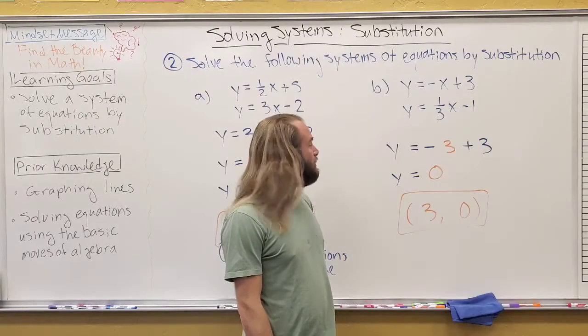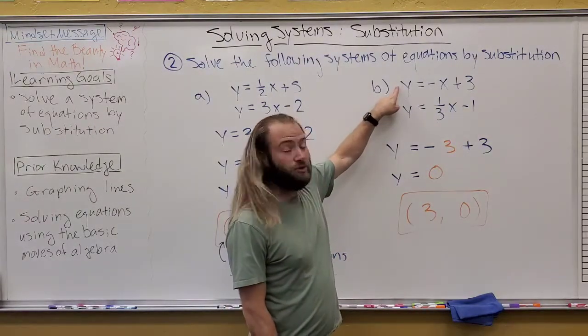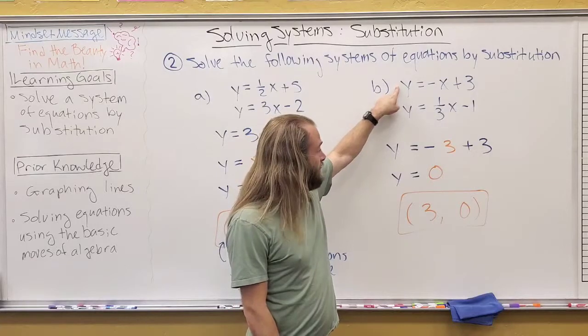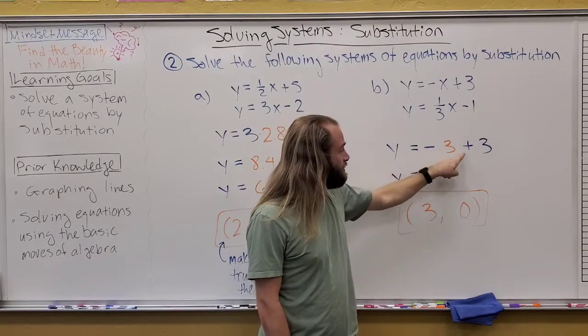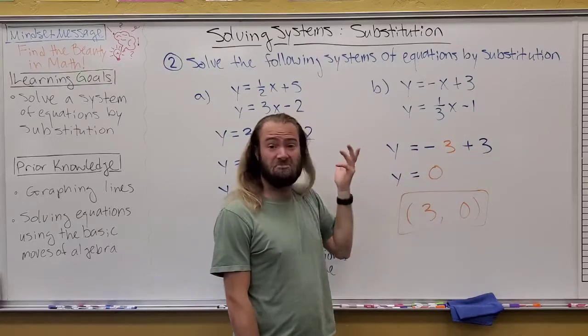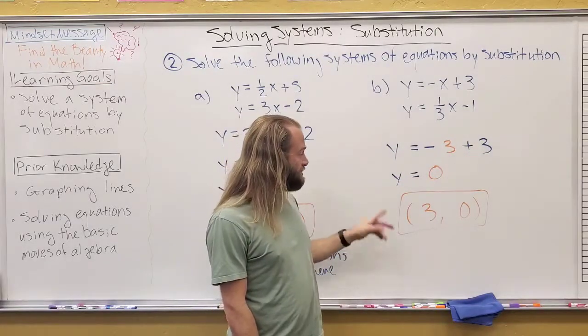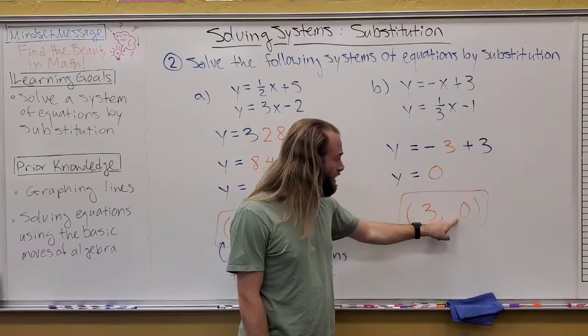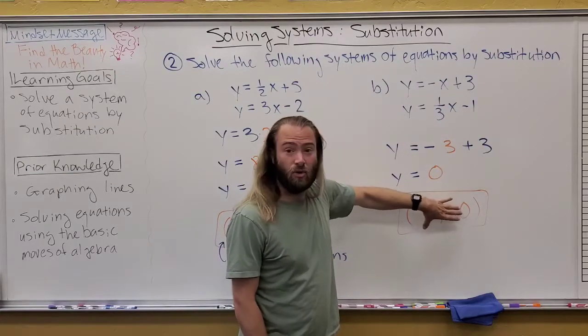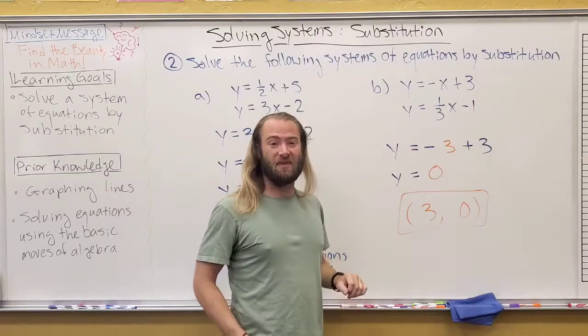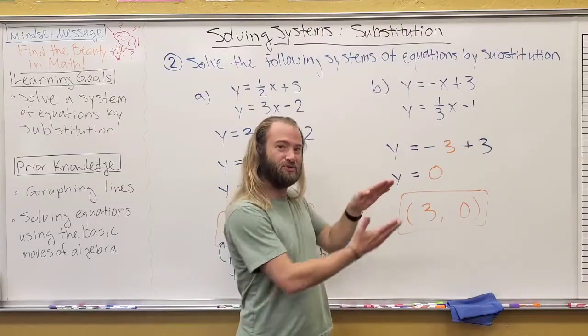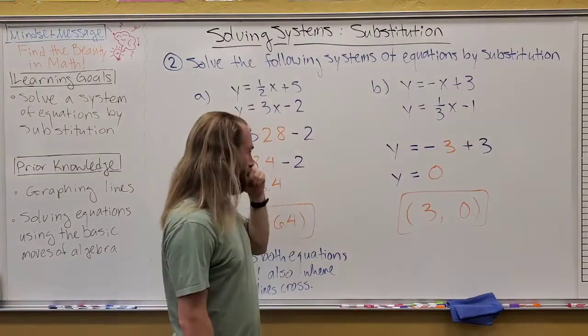So I chose to use the first equation in this case. And if I plug 3 in for x, it says y equals negative 3 plus 3, which is just 0, because they cancel out. And so it turns out if x is 3 and y is 0, that coordinate pair makes both equations true at the same time. And again, that also means that's where those two lines cross each other.